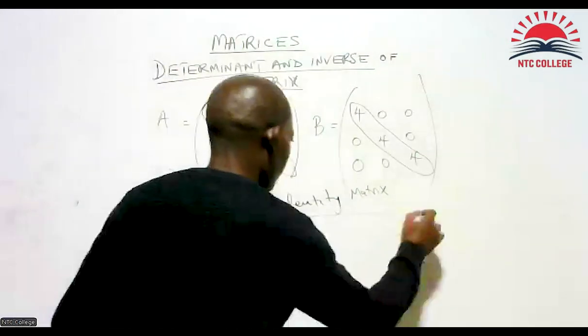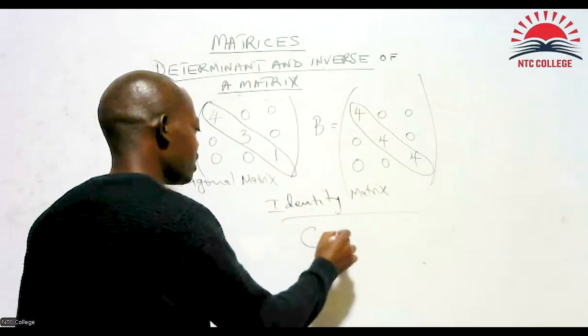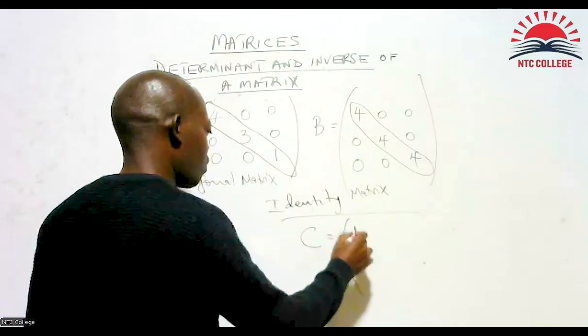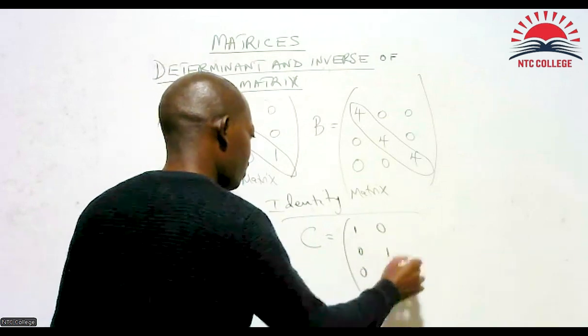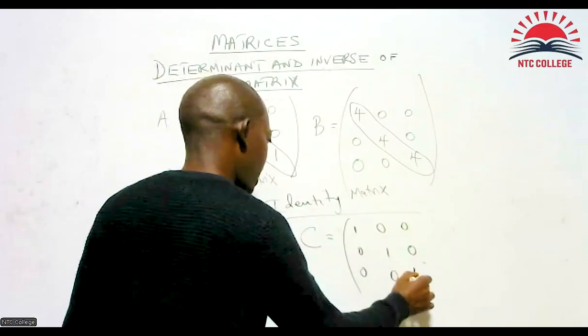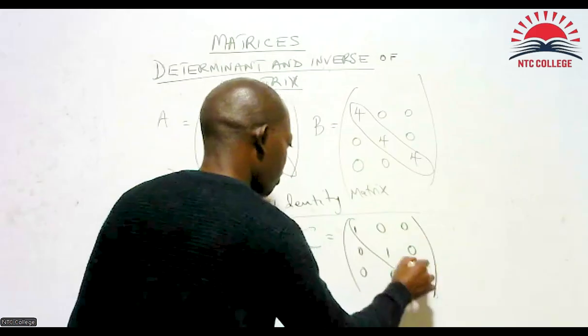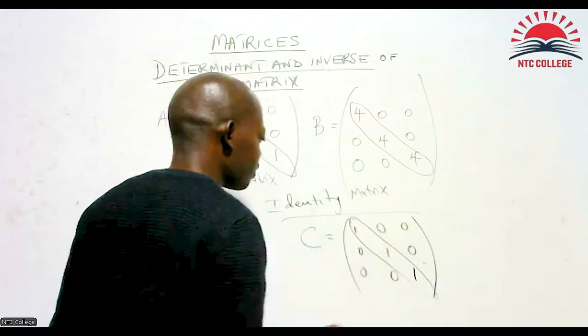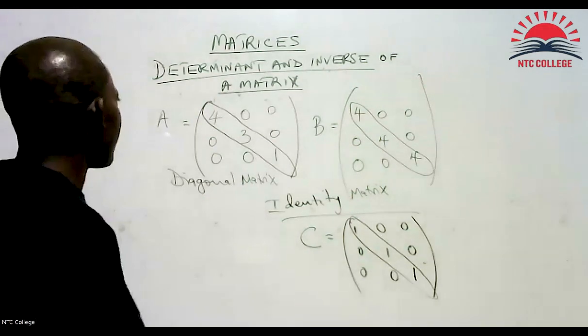So in that case, a 3 by 3 identity matrix, for example, our matrix C, identity matrix would be 1, 0, 0, 0, 1, 0, 0, 0, 1. So the main diagonal must have +1. The main diagonal must have +1 as the elements. So that is briefly what we did last time.